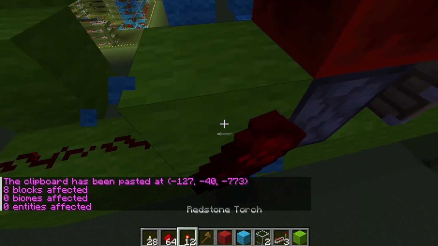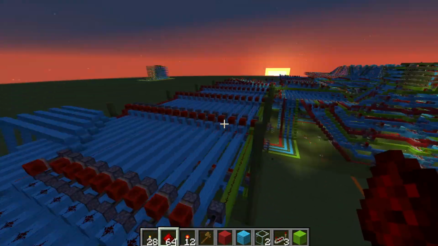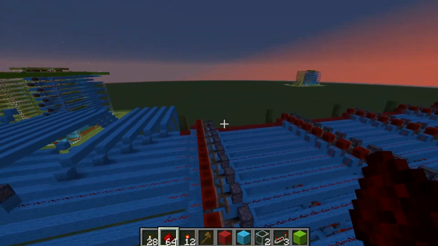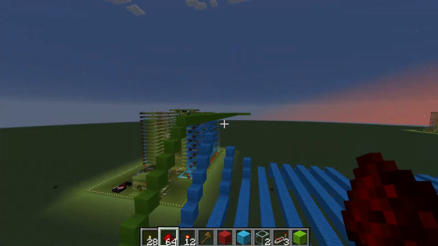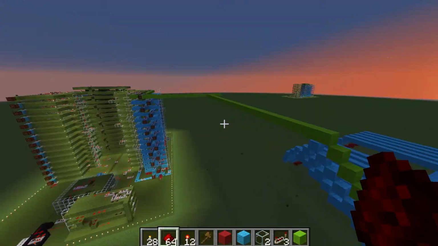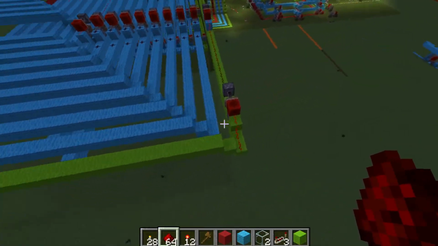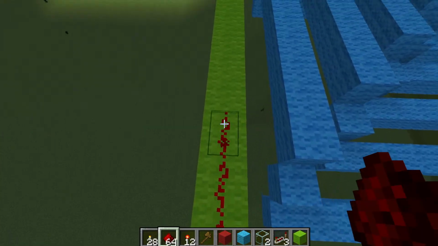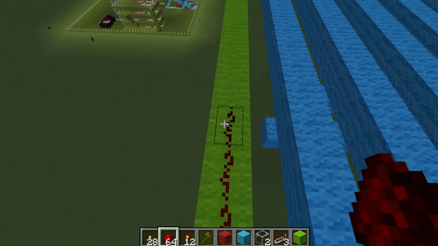Also, if you didn't hear, I explained that universally I've used lime wool to represent leading bits and red wool to represent trailing bits. In the case where it's in a vertical configuration, the leading bit is always the highest bit, so it's at the top, and the trailing bit is always the lowest bit, so it's at the bottom. I just kept it like that in case it's ever an issue, and I didn't want to get confused, so I just color coded it basically.